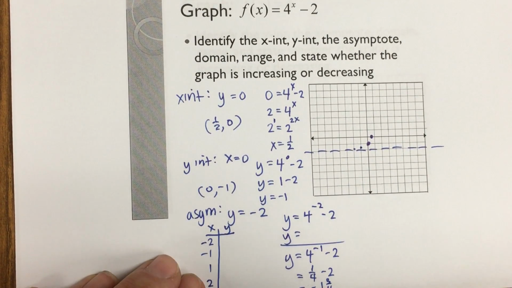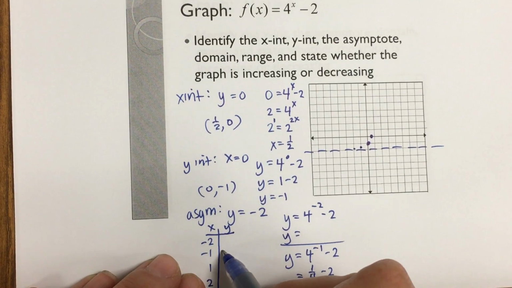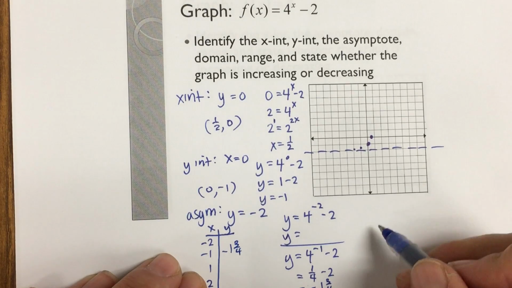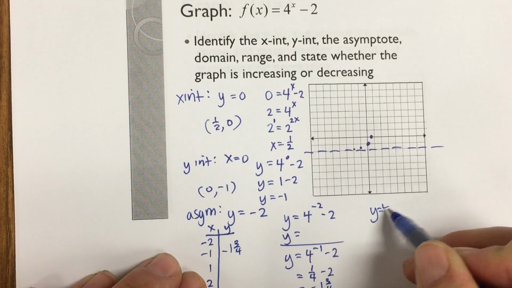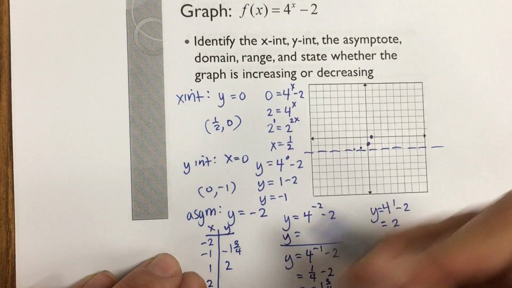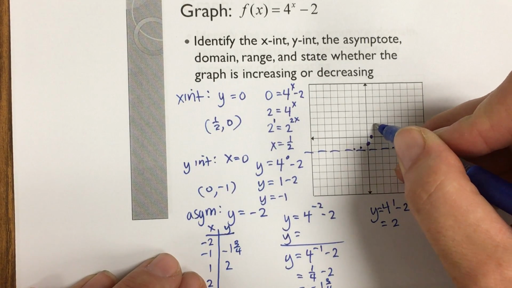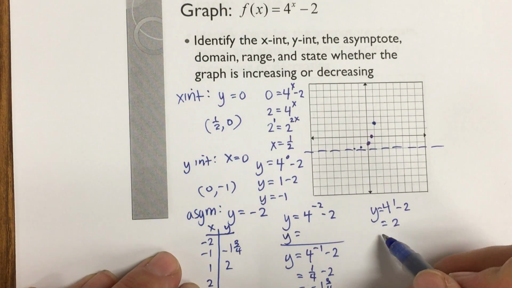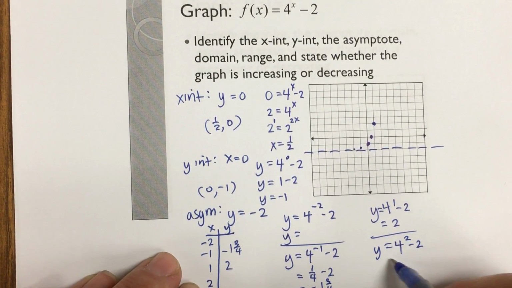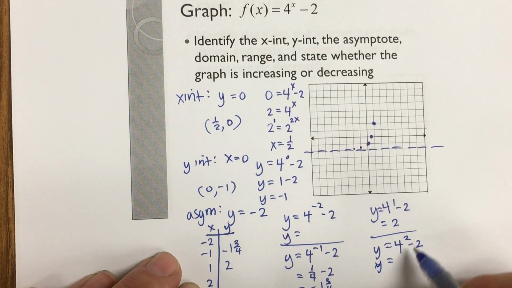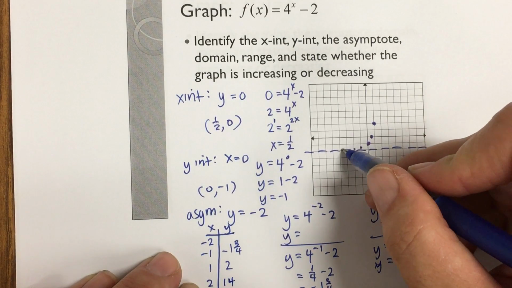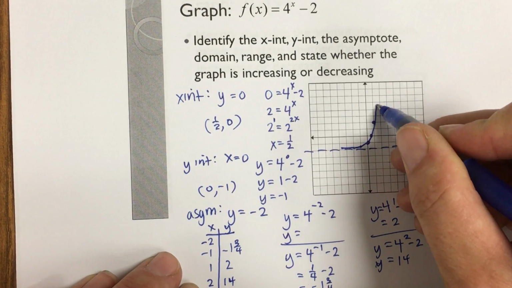And then if I do 1 and 2, now if I put a 1 in, I'm going to have y equals 4 to the 1 minus 2, so that's going to be 2. And then if we put a 2 in, that's going to be 16, so it's going to be y equals 14, and I don't care because it's too big, it just tells me it's steep. So it's going to look something like this.